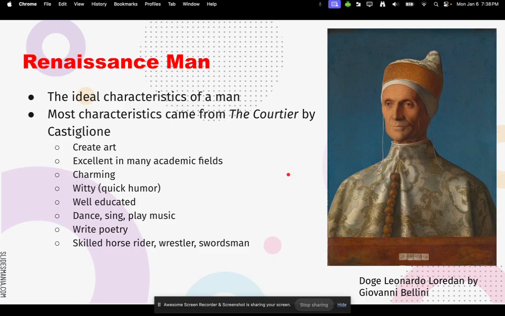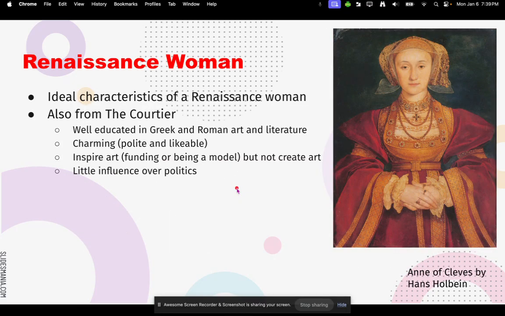So let's talk about more of the reality of what the gender roles were in the Renaissance era. The ideal characteristics of a man would be called a Renaissance man. Most of these characteristics came from a book called The Courtier. A Renaissance man, the perfect guy according to Renaissance standards, would be one that creates art. He is excellent in many academic fields. He's charming. He's witty, meaning he has quick humor. He's well educated. He can dance, sing, and play music. He can write poetry. He can ride a horse. He's a wrestler and a swordsman. All of those things.